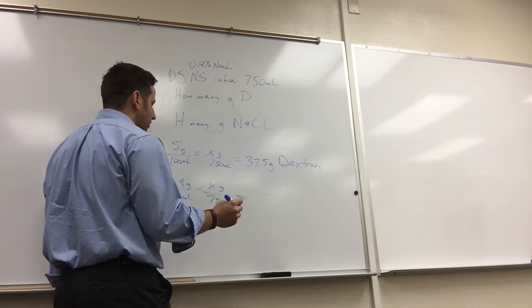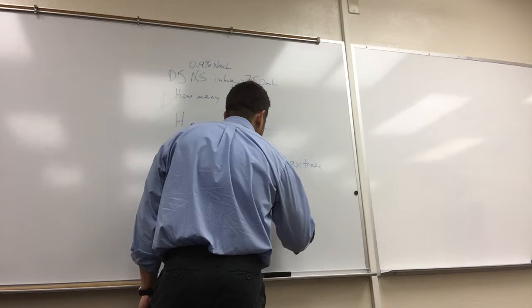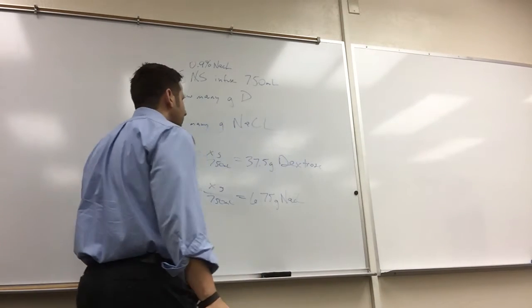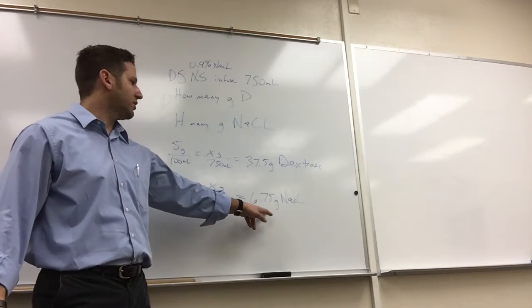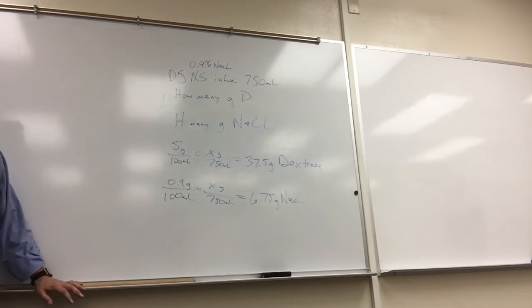Cross multiply and divide. 6.75 equals 6.8. So I'll accept up to the 2 decimal places. Okay. Does that make sense?